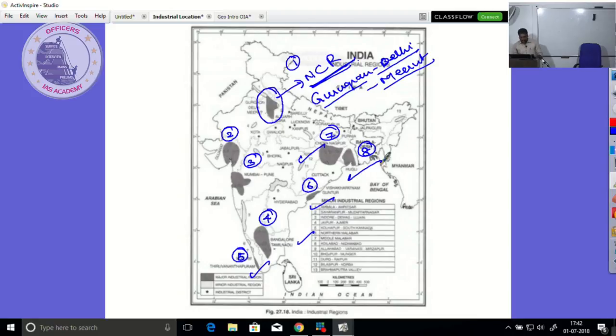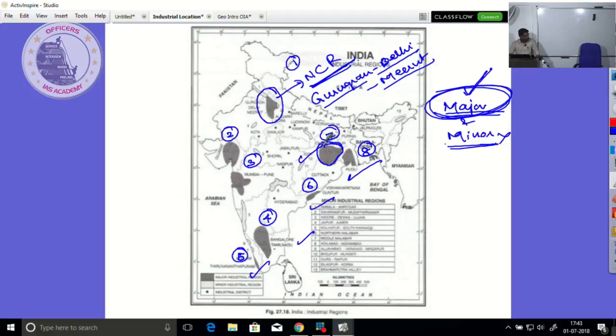See, the industrial regions of the country are divided into at least two categories, major and minor. There are 17 minor industrial regions, but we are not taking those. We are concerned only about the major industrial locations. And whenever questions are asked, they are almost from these major industrial locations. Others they don't ask. When I talk about Chota Nagpur, this is the place where the iron and steel industries of India are located.